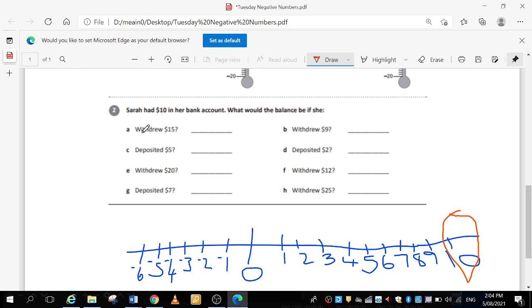Woohoo! Now I'm withdrawing, so I'm taking away 15. So you count back 10, takes me to 0. But I'm taking away 15, so I also need to take away another 5. How much money is in my account? -5. Now don't forget our little dollar sign because we're working with money. Okay? I hope that has helped you if you weren't sure how to work out your negative numbers this week.